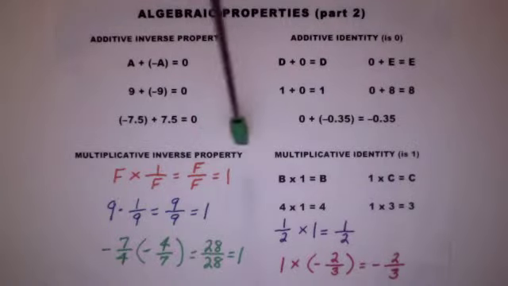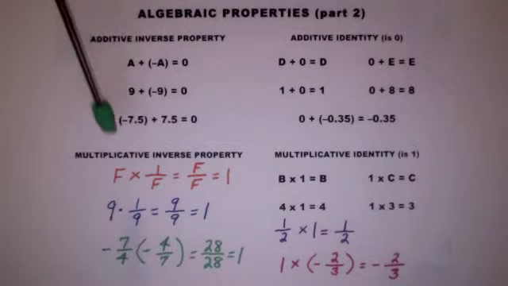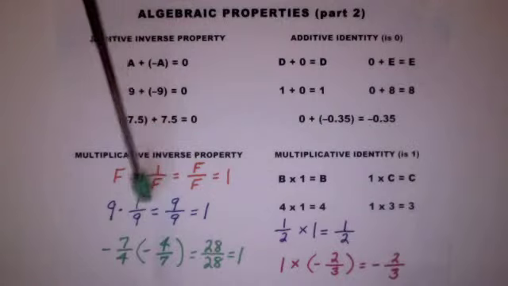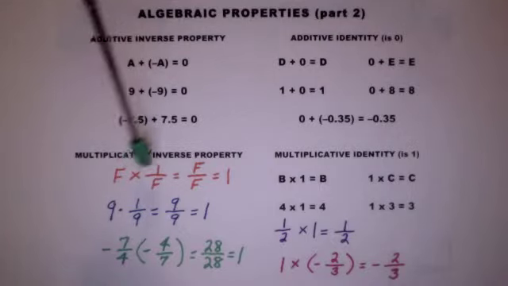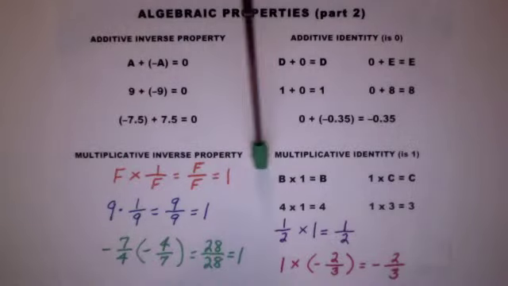Multiplicative inverse property. You multiply a number by its inverse or its reciprocal, the same thing. The multiplicative inverse of a number is its reciprocal. So you multiply a number times its reciprocal, and that equals 1.